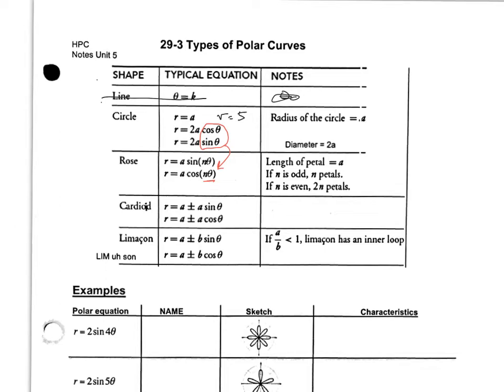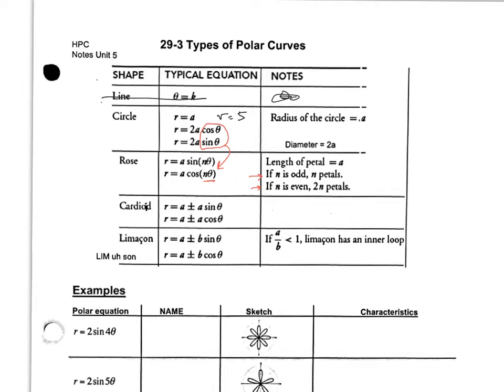That number in front of theta controls how many petals you'll have. It says right here, if it's odd, so if it's 5, then it's 5 petals. If it's even, let's say we have a 4, then we'd have 8 petals, sorry. So you double that number. If there's a 2, then you'd have 4 petals. If there's a 6, then you'd have 12 petals.